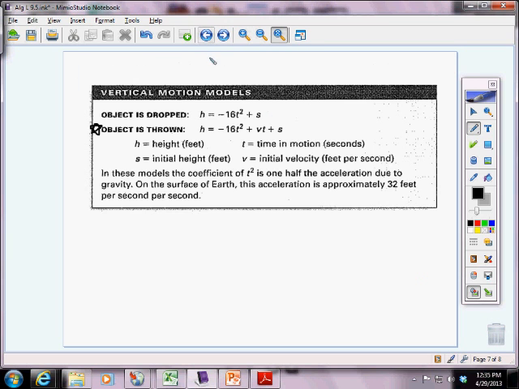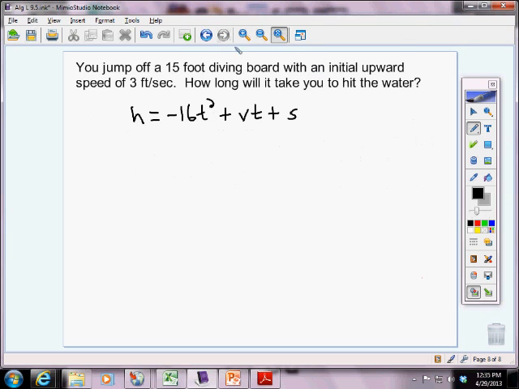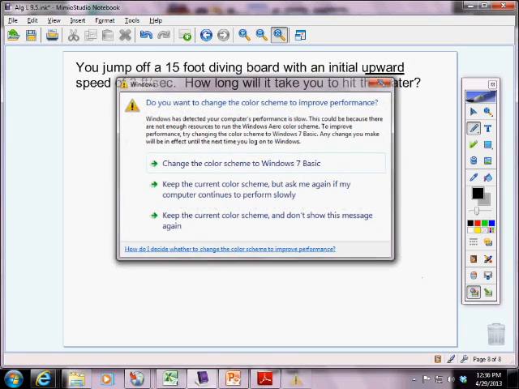Now it's important to keep in mind that this velocity can be positive or negative. It's going to be positive if an object's moving up, negative if an object's moving down. So read the problem and see what makes sense. Now my first instinct is to say you're jumping off a diving board, that we're moving down, but it tells us we have an initial upward speed. So our upward velocity is 3 feet per second. That means this has to be positive because we're jumping up to start.